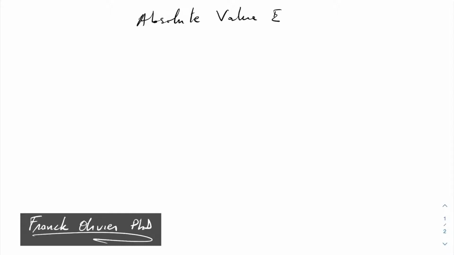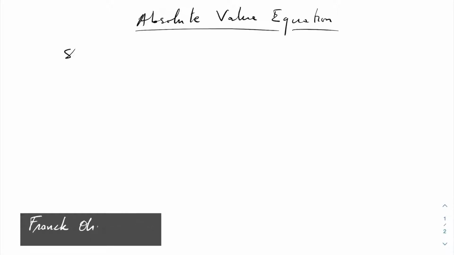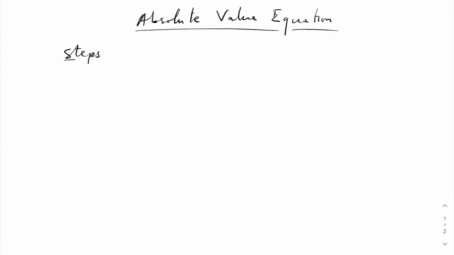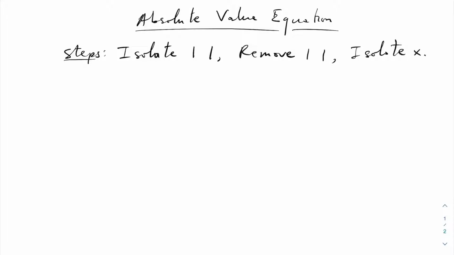Today I'm going to show you how to solve absolute value equations in 3 steps. The first step is to isolate the absolute value term on one side of the equation. Next, remove the absolute values by considering the positive and the negative side of your equation. And the final step is to isolate the variable that you need to solve for. Let's go into some examples so I can show you how that works out.